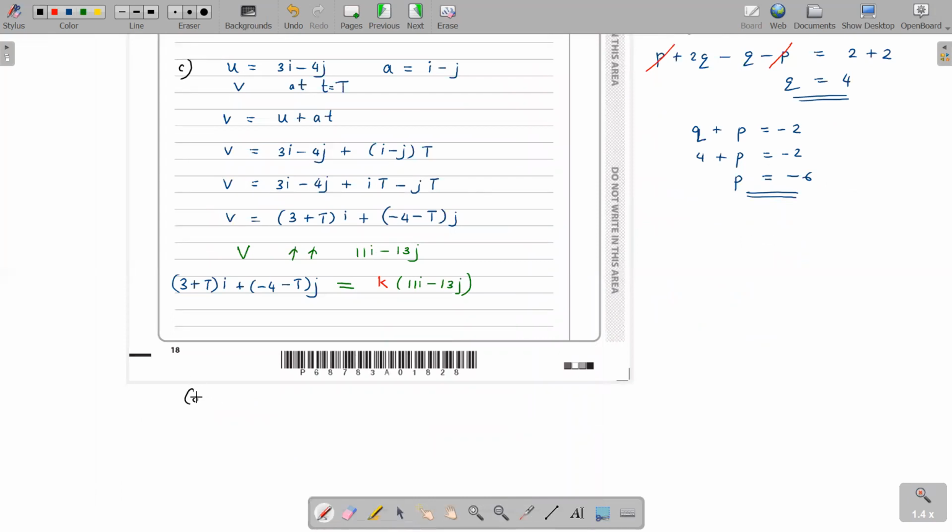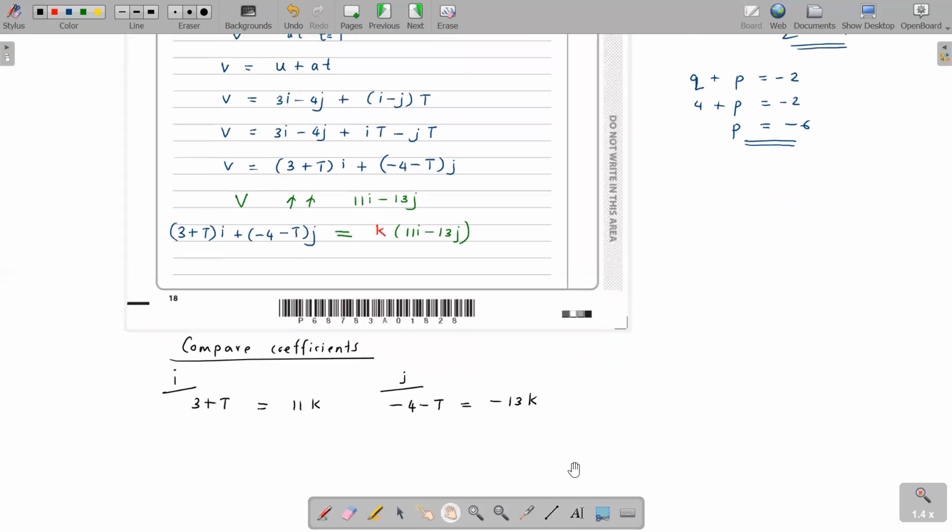So when we compare coefficients now, what do we get? I coefficient, we get 3 plus t. On the other side, what's the i coefficient? 11k. And then compare the j coefficient. What do we get? Minus 4 minus t is equal to what? What's the j coefficient here? k into minus 13 is minus 13k. Are you guys with me?